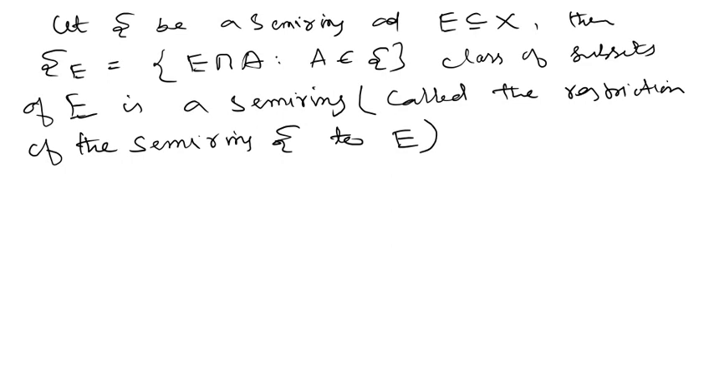For example, you have the semi-ring on R, and if you want the semi-ring of the closed interval 0 1, that is the restriction of the semi-ring S over R to that closed subinterval 0 1. The semi-closed intervals form the semi-ring on R. Now if you want the semi-ring of the closed interval 0 1, you restrict it to this. So you take the interval 0 1 intersection with the members of the semi-ring of R. That is the restriction of the semi-ring S to 0 1.